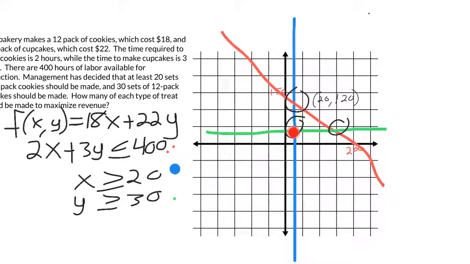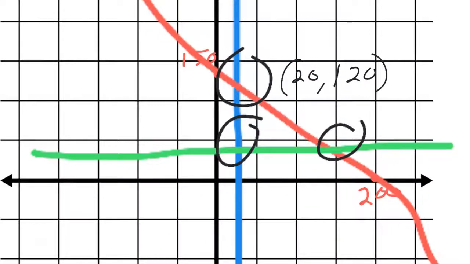We got to find this one, and this is where x equals 20 intersects the line y equals 30. So that's already done for you. You're told the x-coordinate is 20, and the green line tells you that y equals 30. That's that intersection point right here.